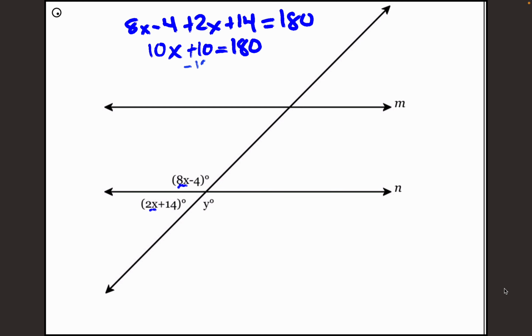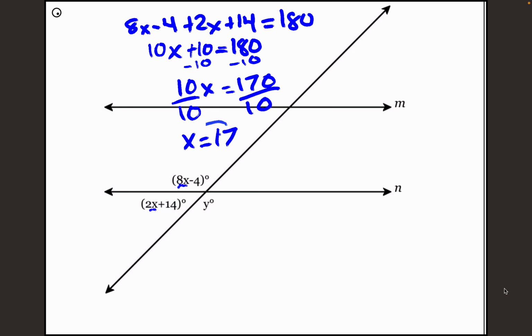So I subtract 10 now. All right, and it's 10x equals 170. What do I do next? Divide by 10. And what's 170 divided by 10? Take notes. We get x equals 17. Okay? We found x. Now we need to find y.